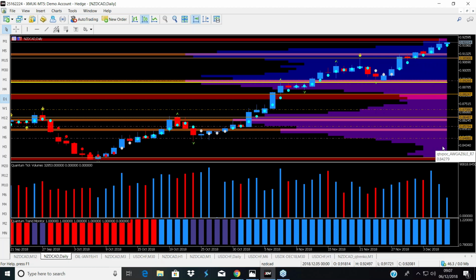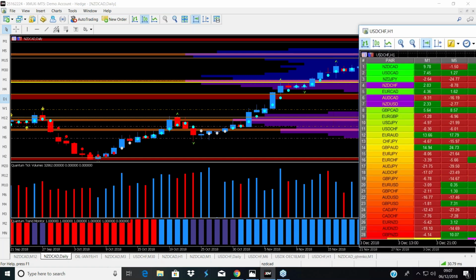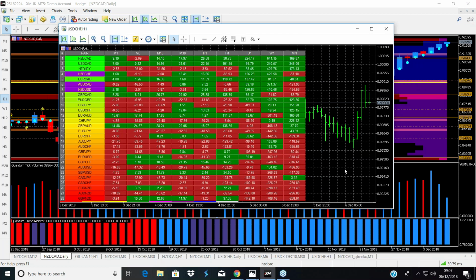Sorry, apologies again. Right, we were looking at the New Zealand Canadian. This is a candidate, a potential pair. I've been following it for a little while, waiting to see whether there was an opportunity to take a short on this pair using both the CSI and the heat map. And you can see why here, it's right at the top. This is the heat map of the 28 pairs that the vast majority of traders trade.